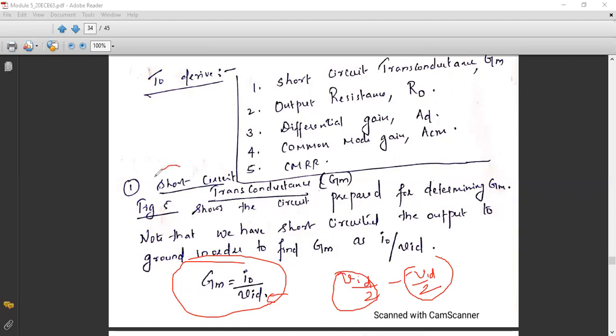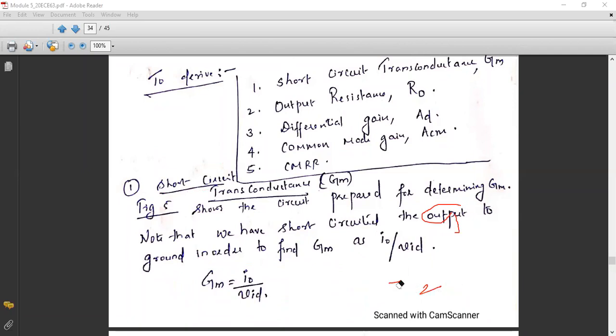And as the name indicates, this is a short circuit transconductance, which means I need to short circuit my output. That is, we are not going to connect any load resistance across the output. So the output terminal needs to be grounded directly. Short circuit the output towards the ground without connecting the load resistance. So GM is equal to I0 by VID.